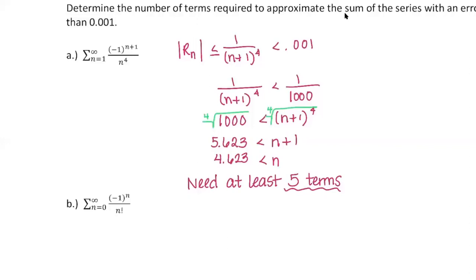All right, on this one, we get a decimal when we solve for n. We get 4.623. So we can only have whole numbers of terms. So that tells us that we need at least 5 terms. We're just going to bounce up to the next one. And so that is how we can evaluate that.